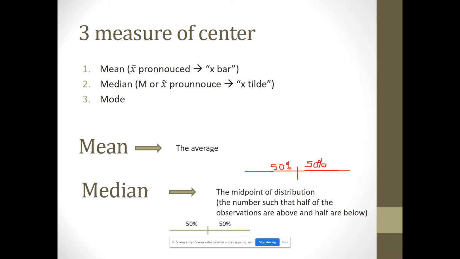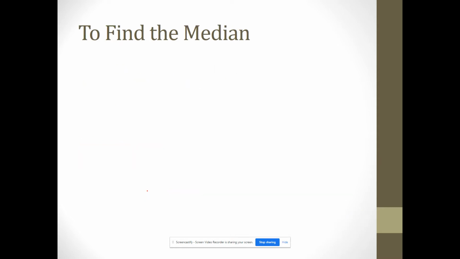Oh, look, I even did that 50-50 in my PowerPoint. I forgot about that. Okay, that's okay. We just did it twice. 50% less, 50% above. Okay, to find the mean, to find the average, you're going to add up all the numbers and divide by the number that you have.